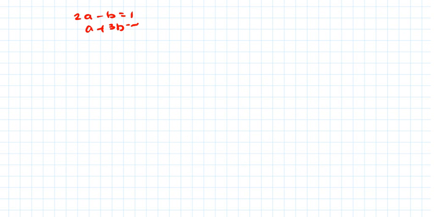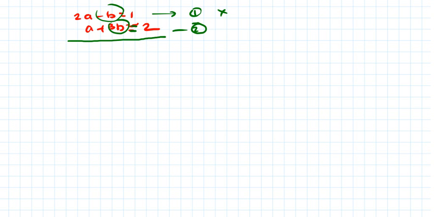So solving these two simultaneous equations, we studied how to solve simultaneous equations by eliminating one of the variables. In this case the variables are a and b. Suppose I want to eliminate this b. This is your first equation and this is the second equation. I will multiply the first equation by the coefficient of b, which is 3, and multiply the second equation by minus 1.